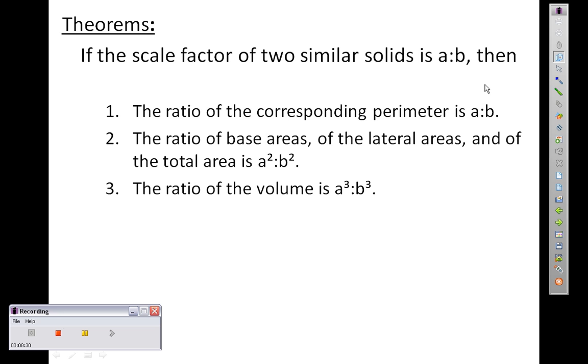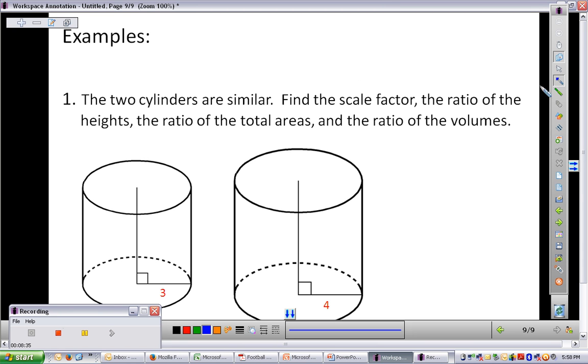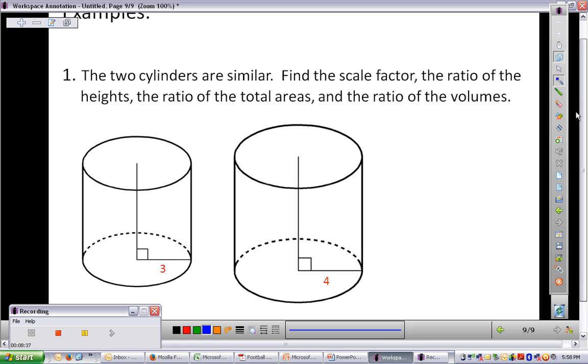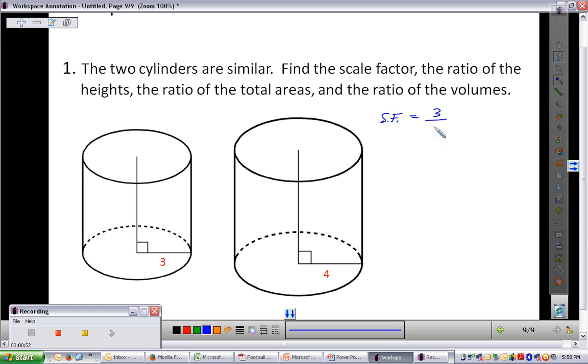So let's get into a couple examples of these. First one is where we're going to look at two cylinders. It says they're similar, that's important. I want to find the scale factor, the ratio of the heights, the ratio of the total areas, and the ratio of the volumes. So let's start with the scale factor. Again, reading left to right, for my scale factor I'm going to look at the radius of one, 3, over the radius of the other, 4.